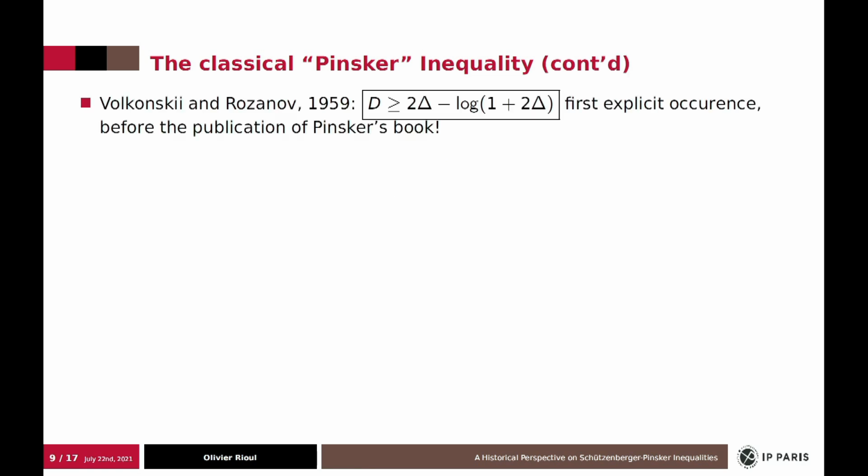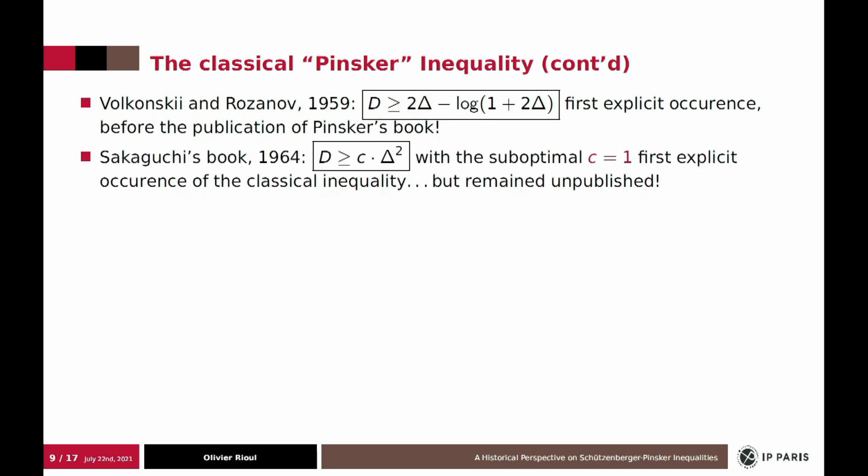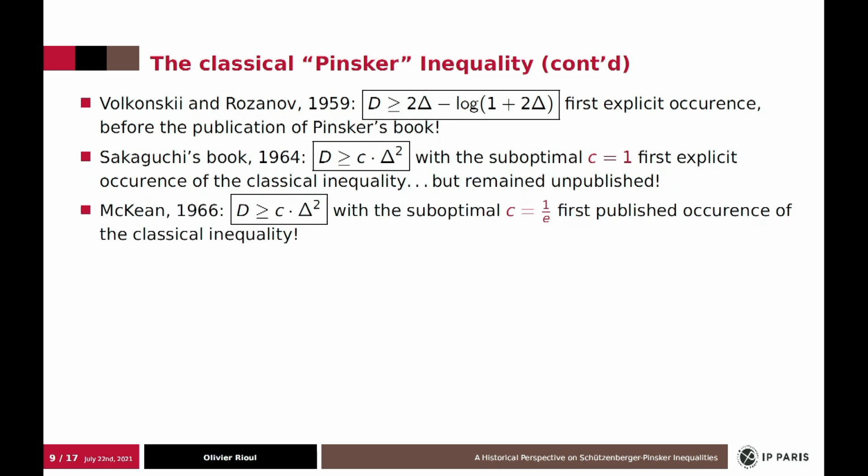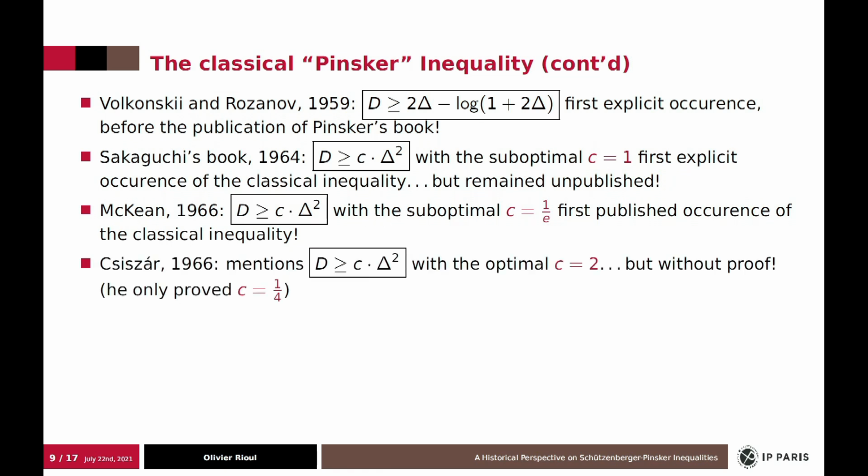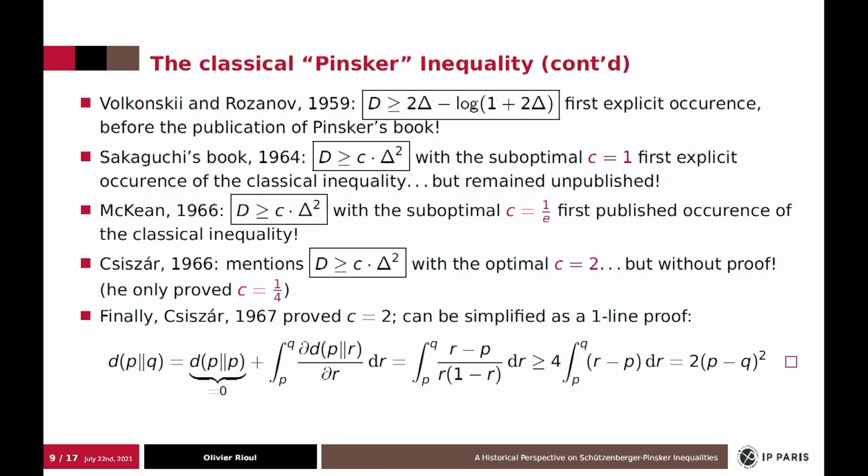All right, so what happened then? Well, the first publication of an explicit occurrence of a Pinsker inequality was made even before Pinsker's book, referring to Pinsker, Pavlovsky and Rozanov, which proved this, which is suboptimal, but still it's the first occurrence of Pinsker's inequality. Then later in 1964, the first occurrence of the classical formulation of Pinsker's inequality was in a book by a Japanese researcher, Sakaguchi. But unfortunately, this book was never published. So the first published occurrence of a Pinsker inequality of the classical form was by McKean, 1966, with suboptimal constant. And finally, Csiszár mentioned the classical inequality with the optimal constant, but without proof. And it's only in 1967, one year later, that he actually proved this in a publication. And this can be written as a one-line proof using first-order Taylor expansions, like shown here.